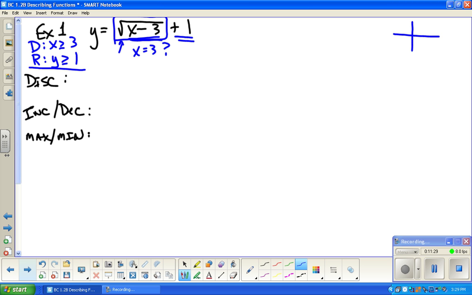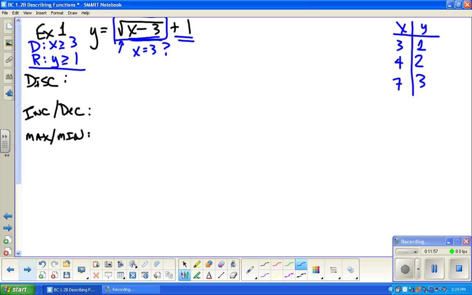All right, so let's just do a speedy little table here. Again, I know 3, 4, 7. I picked 3 because it makes the inside 0, and the square root of 0 plus 1 is 1. I picked 4 because I know 4 minus 3 is 1, and the square root of 1 is nice. Plus 1 is 2. And I also picked 7, so I'm picking these a little strategically. You don't have to do that.